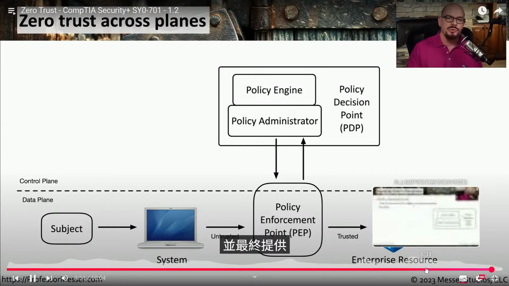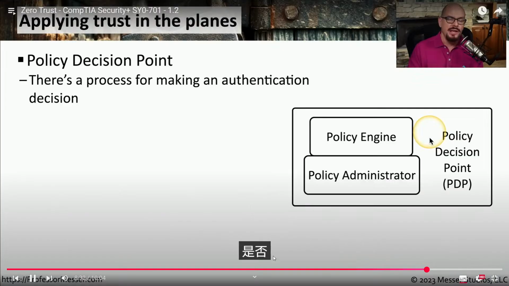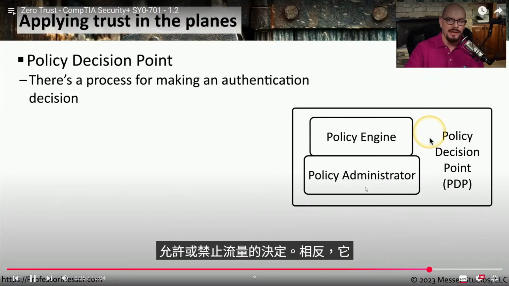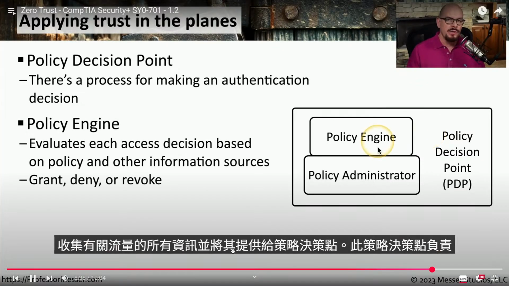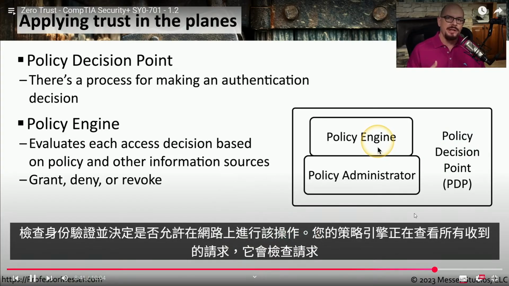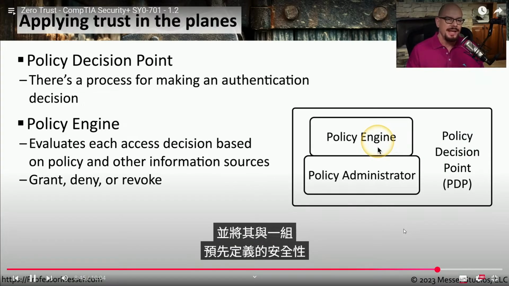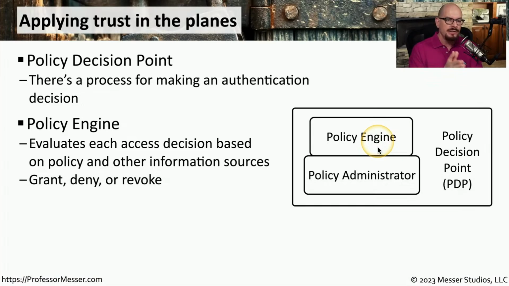ultimately the enterprise resource required for examining the authentication and making a decision on whether that should be allowed on the network. Your policy engine is looking at all of the requests that are coming through. It examines the request and compares it to a set of predefined security policies and then makes a decision on whether that is granted, denied, or revoked.